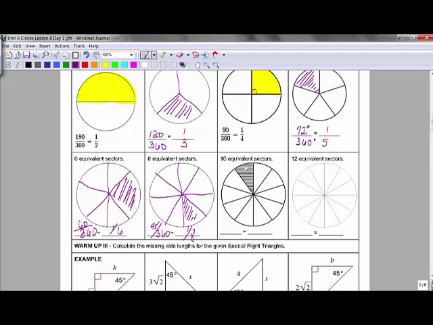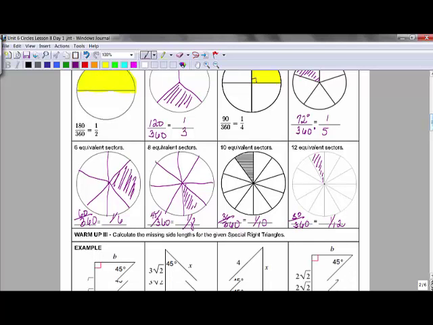Here they gave us the 10 and shaded it for us, so we could just go 1/10. And that would be 36 degrees out of the total of 360. And they were nice enough to give us the partitioned circle here into 12 equivalent sectors. So we shaded 1 out of those 12. That central angle is worth 30 out of the 360.